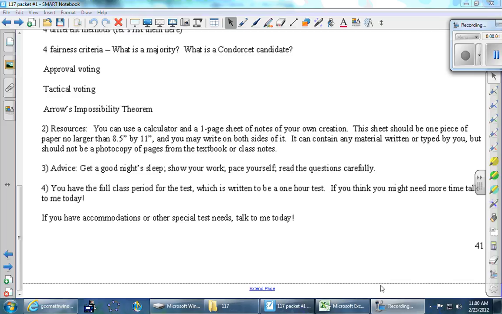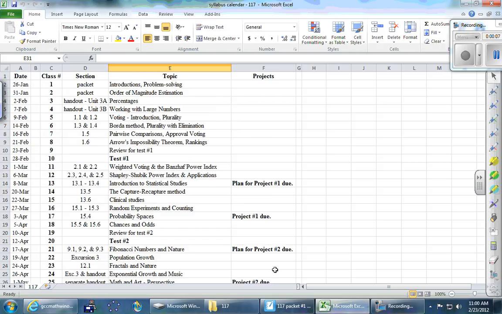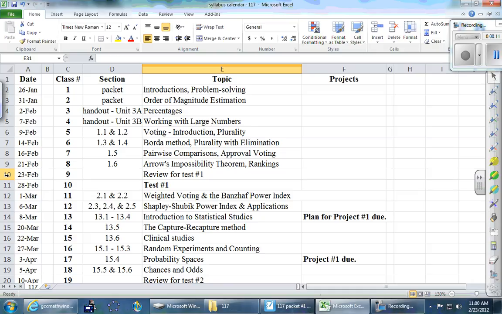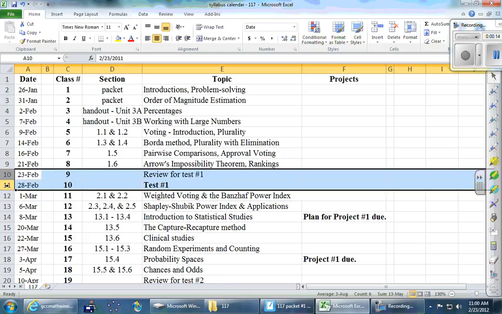Can you guys open to page 41 in the packet? And while you're doing that, we'll have our quick look at the calendar. So today is our review day for test number 1, which is coming up on Tuesday. All right, so our very next class is the test.